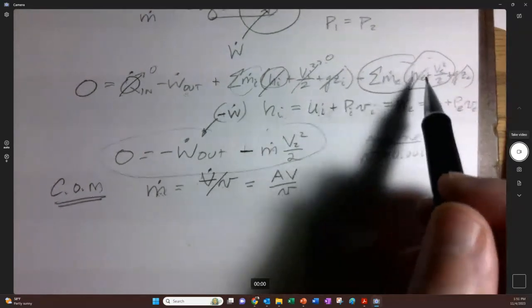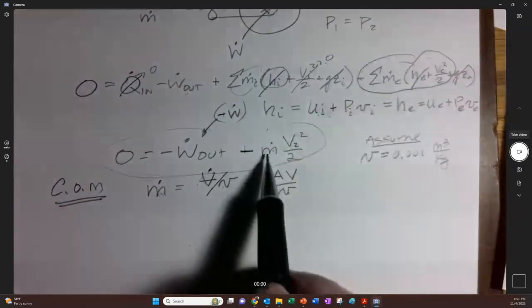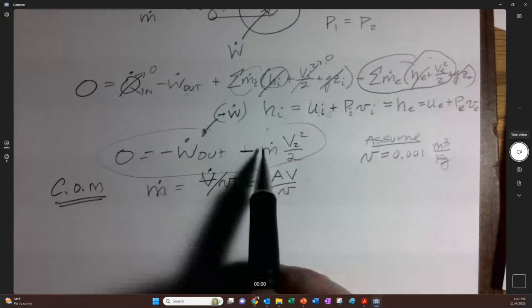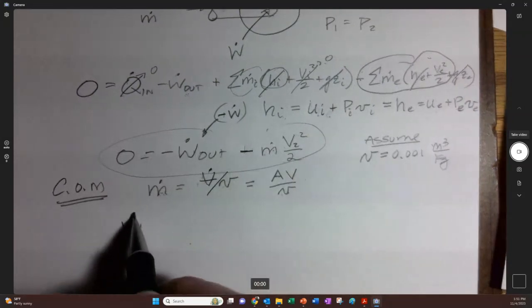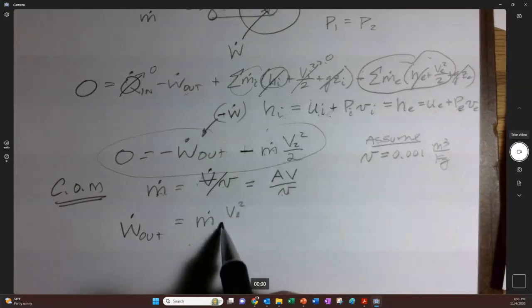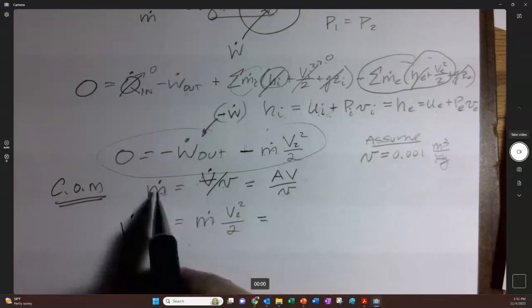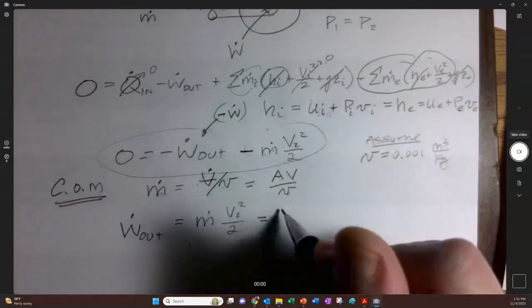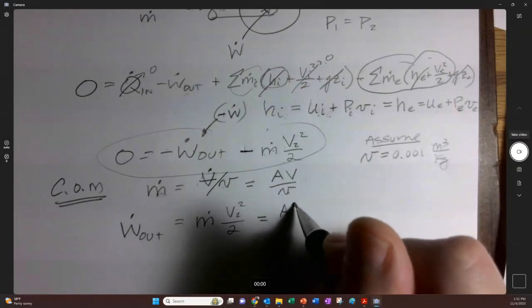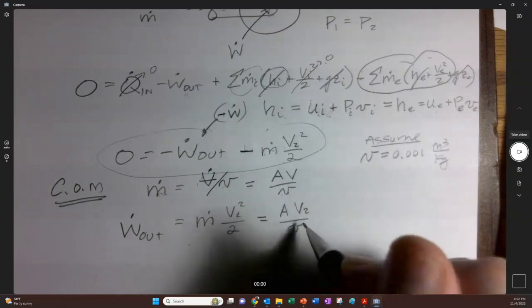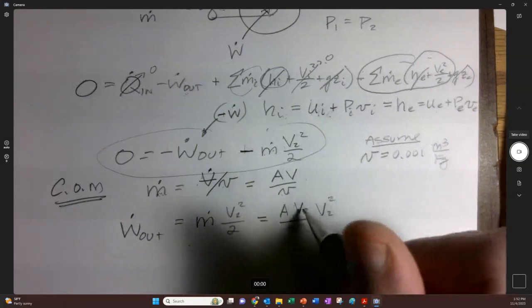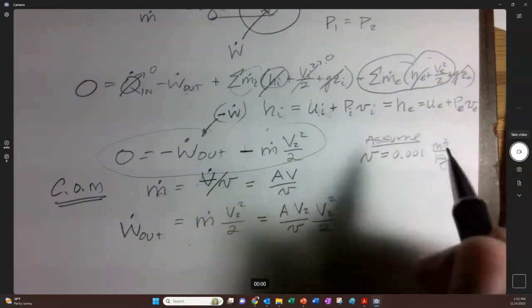So I'm just looking at the signs right now that we need to put into this right here. This is going to go over to the other side, and so the negatives are going to cancel out. So this right here is going to be equal to m dot V2 squared over 2, which now we could go ahead and put the m dot into here, and this is going to be A times V2 over specific volume times this squared, right? Because now it's going to be cubed, divided by 2.